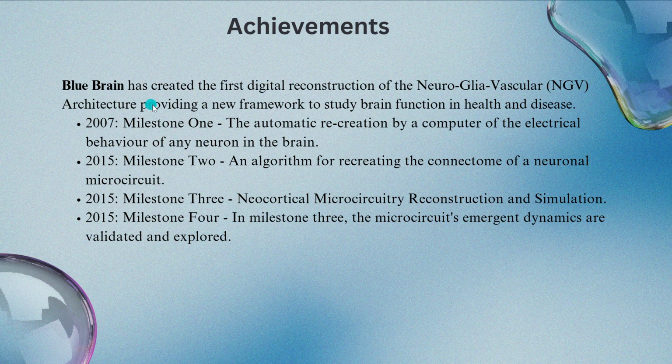Achievements: Blue Brain has created the first digital reconstruction of the neuroglial vascular NGV architecture, providing a new framework to study brain function in health and disease. In 2007, milestone 1 is the automatic recreation by the computer of the electrical behavior of any neuron in the brain. In 2015, an algorithm for recreating the connectome of a neural microcircuit. In 2015 again, neocortical microcircuitry reconstruction and simulation. Again in 2015, milestone 4. In milestone 3, the microcircuit's emergent dynamics are validated and explored. Okay, these are the achievements.